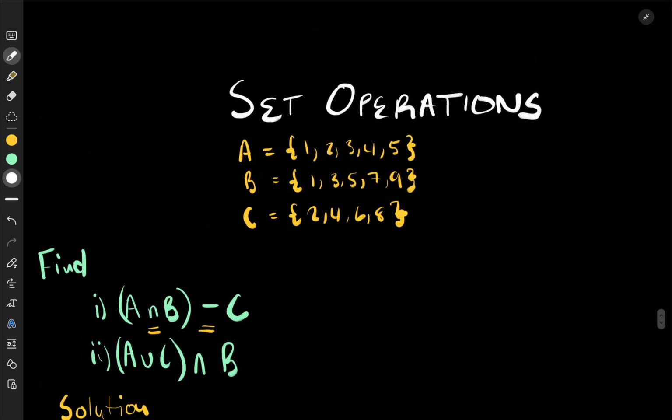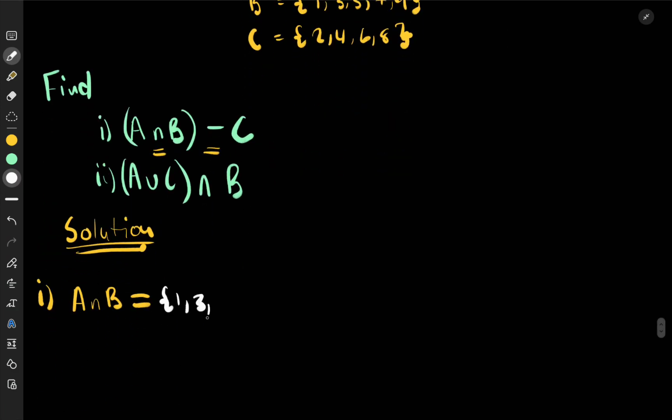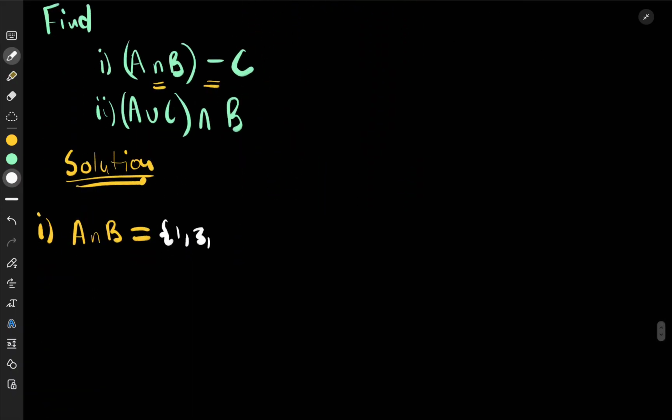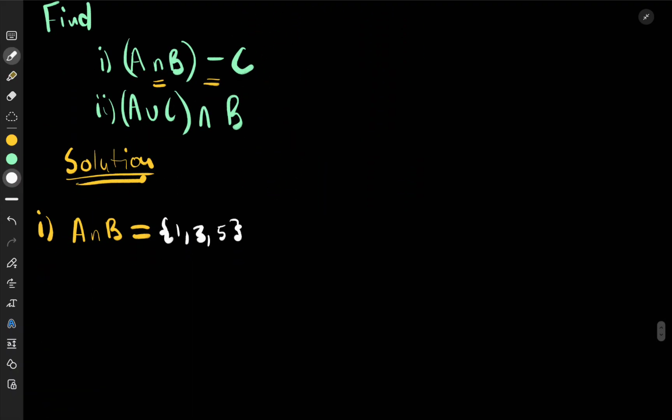Then I say comma. 2. Is 2 in B? No. 3. Is 3 in B? Yes. So I can put it. Then I go to the next one. 4. Is 4 in B? No. 5. Is 5 in B? Yes. So it'll be {1, 3, 5}.